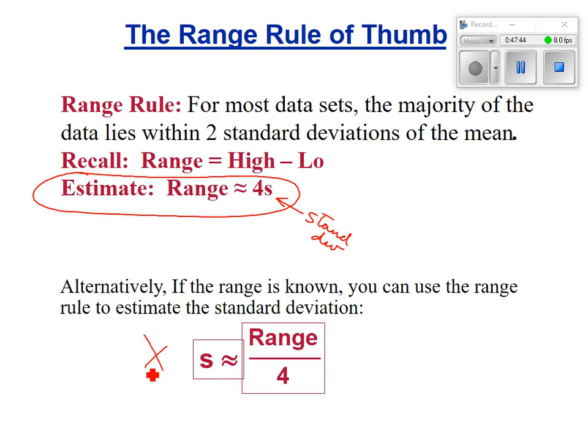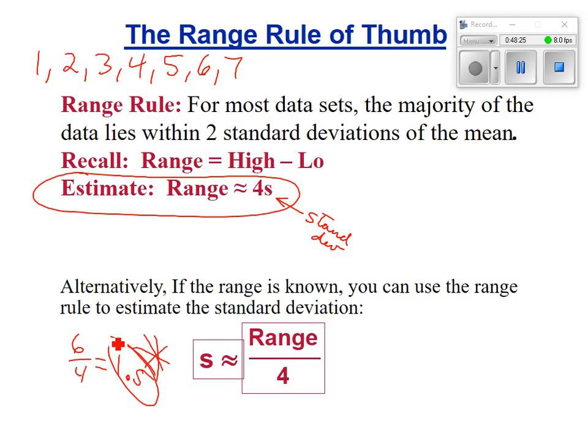Now, the thing that might be a little more useful: instead of going through all that stuff and making that big chart or punching everything into our calculator, if we just wanted a quick look at the standard deviation of this set of data, we could use this formula. Standard deviation is going to equal the range divided by 4. So if I give you a set of numbers, we find the range, 7 minus 1, and we get 6. Divide that by 4, 1.5. Our standard deviation for that set of numbers, without going through all that stuff that we were just doing, is going to be somewhere around 1.5. That gives us a good estimate of the standard deviation. Not an exact number, but a decent estimate. That's the range rule.